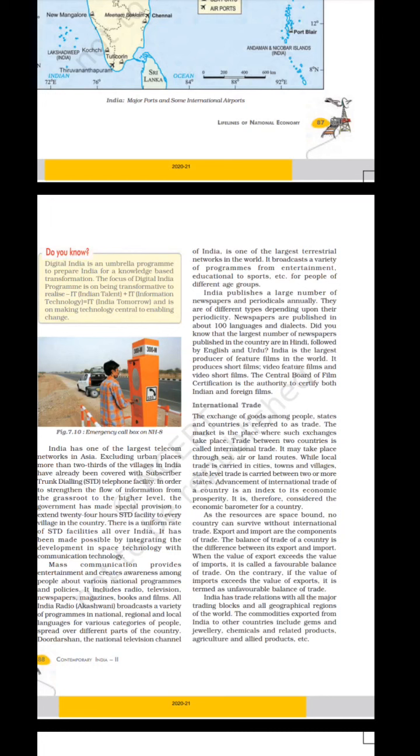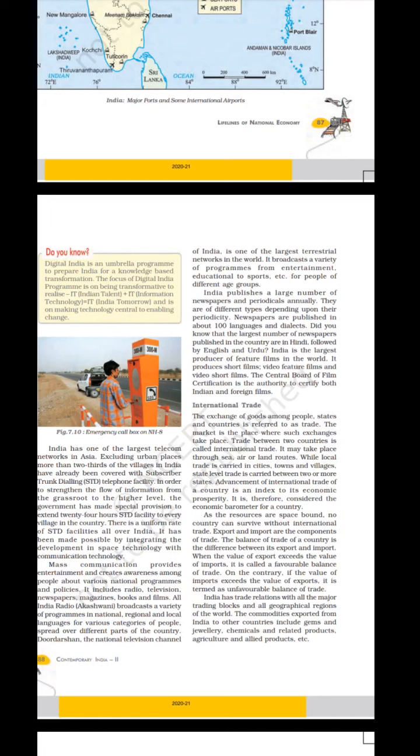India has one of the largest telecom networks in Asia, excluding urban places. More than two-thirds of the villages in India have already been covered with subscriber trunk dialing, STD, telephone facility. In order to strengthen the flow of information from the grassroots to the higher level, the government has made special provision to extend 24 hours STD facility to every village in the country.